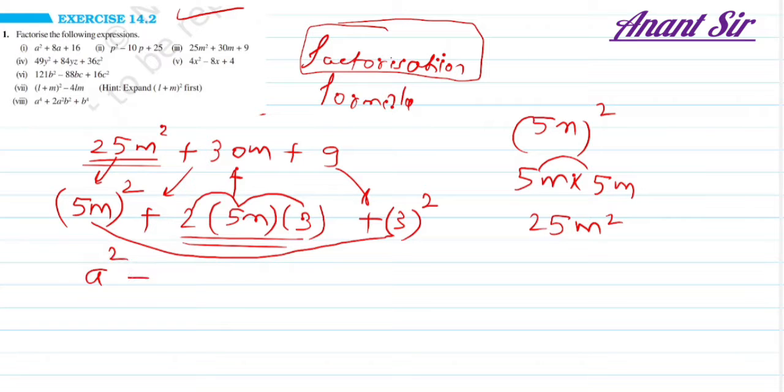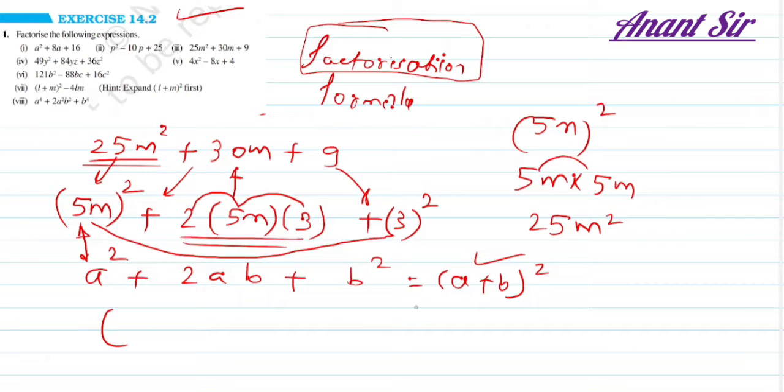Yes. So we can write this as a square plus 2ab plus b square is equal to a plus b whole square. So what is in the question in place of a? It is 5m. So when we write the answer a plus b whole square, in place of a we will write 5m. Then plus, what is there in the question in place of b square? It is 3 square. So in place of b it is 3 actually.